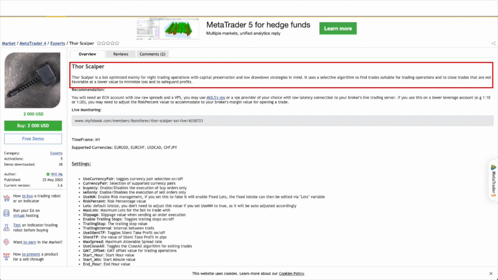The proof of the pudding is in the eating, and as with so many other EAs, one would like to see credible real-life results. The price of the EA is set at a very high $2,000. I would like to test this EA on a live account as I think it has potential to be profitable.